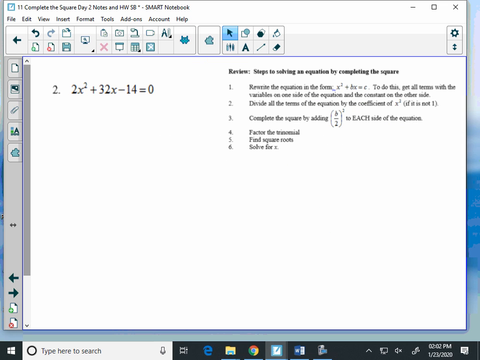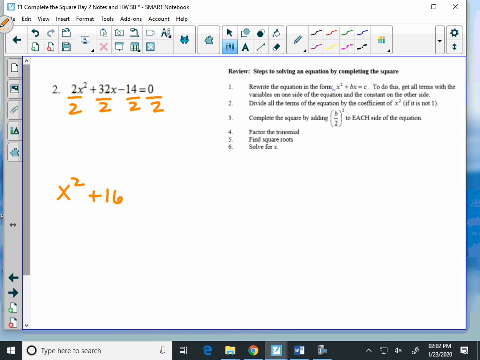So we look at number 2. Again, we have a number in front of that x squared. What do we need to do with it? Divide it. Divide everything by 2. So we get x squared plus 16x minus 7 equals 0.